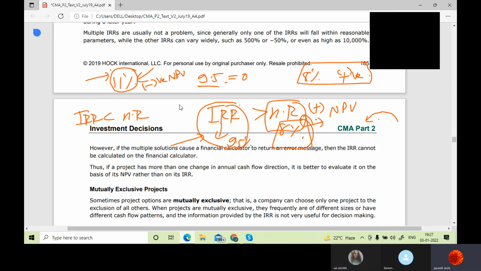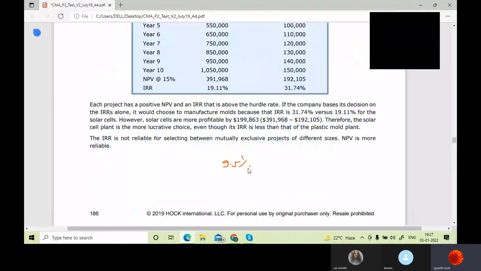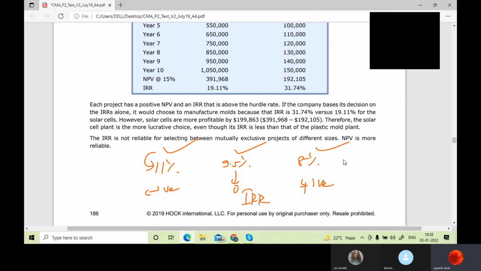Yes, sir. Let me contrast. At 9.5% you will get 0 NPV. At 8% you will get positive NPV. At 11% you will get negative NPV. Here the discount factor is the highest, so negative NPV. Here the discount factor is between these two, so the NPV is 0. That's the reason why it is IRR. Here the discount factor is very low, so positive NPV, and this is always acceptable. So the condition: if IRR is more than the hurdle rate, you accept. If IRR is less than the hurdle rate, you reject.